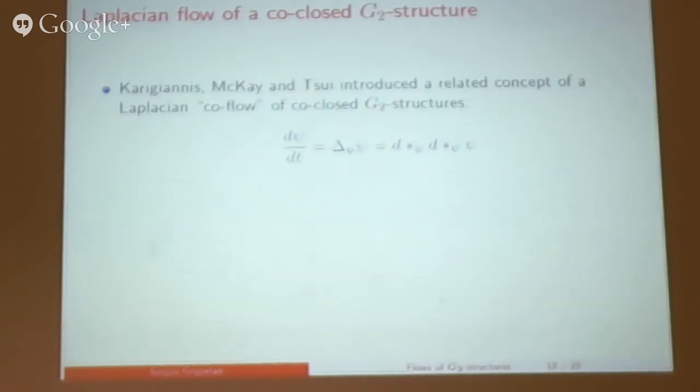All right. So now let's look at the flow of co-closed G2 structures. Now we start off with something that is co-closed, and instead of flowing the 3 form, we're flowing the 4 form. So now d psi by dt is again the Laplacian of psi, and again this is an exact 4 form.